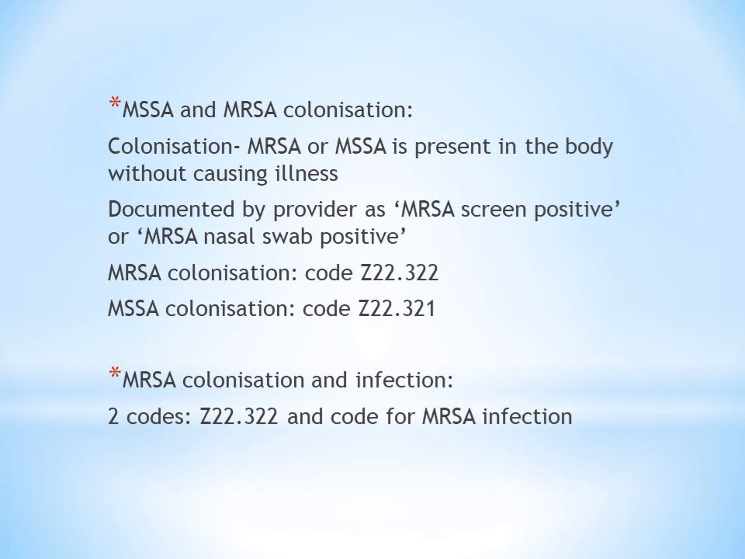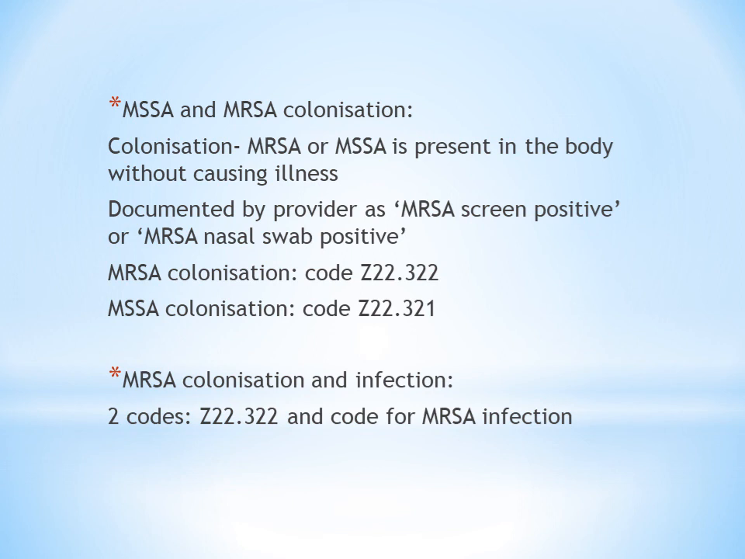That is colonization. So, if the condition is colonization, the provider will document it as MRSA screen positive or MRSA nasal swab positive. So the code for MRSA colonization is Z22.322 and the code for MSSA colonization is Z22.321. So colonization means the organism will act as a carrier. There will not be an illness outside, but the person can act as a carrier for the infection.